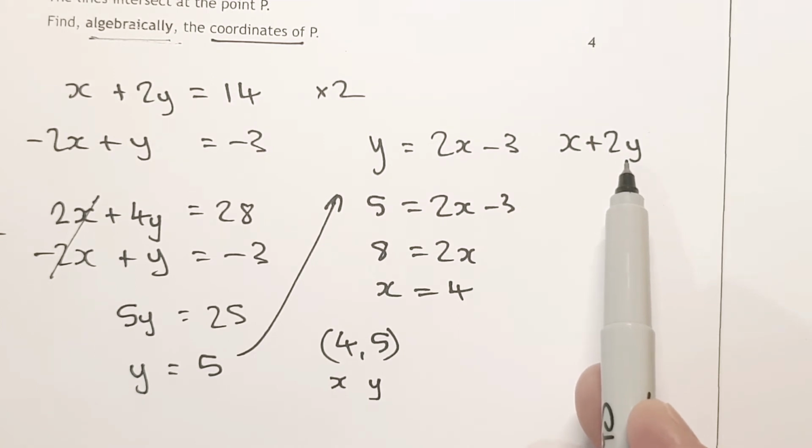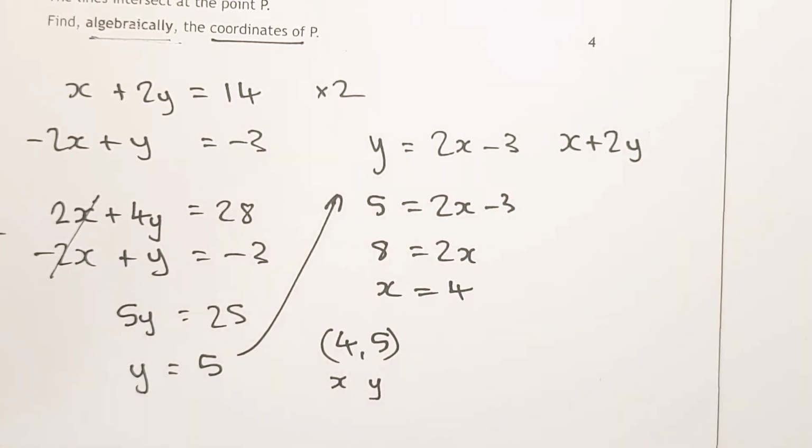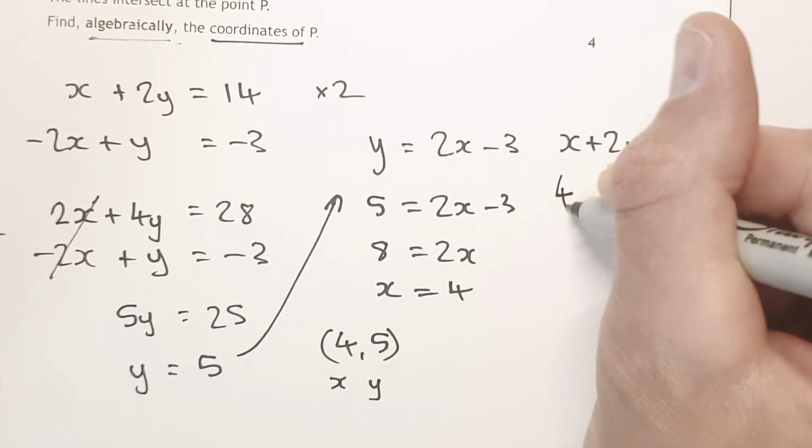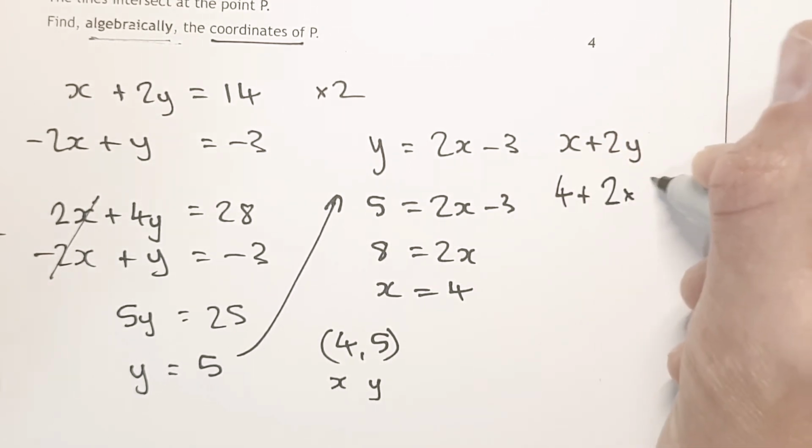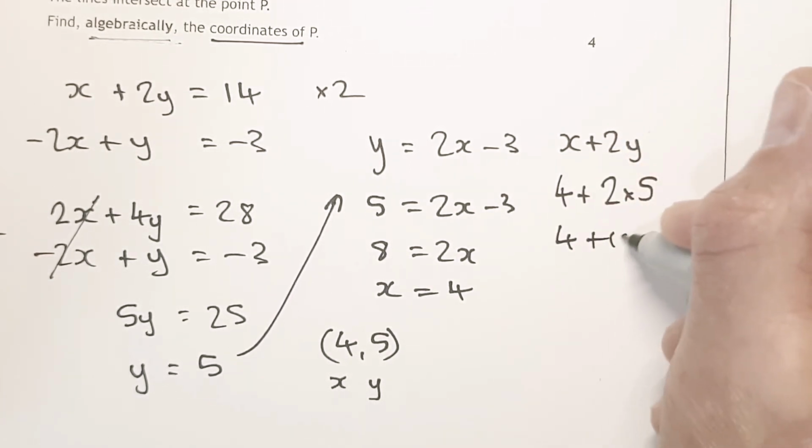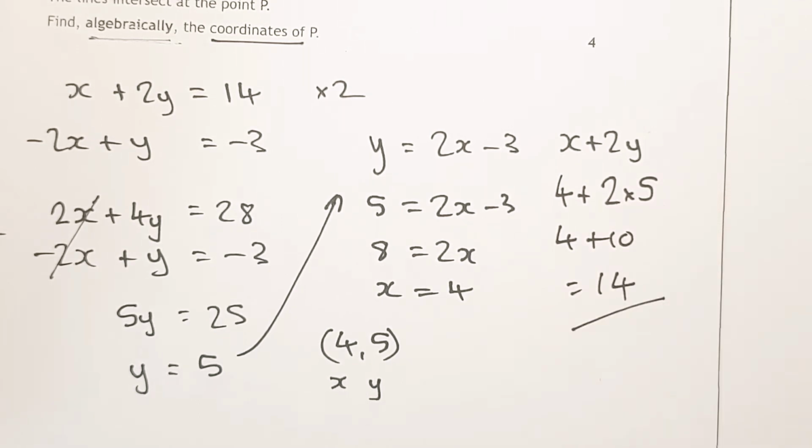And if it does, brilliant. And if not, we'll have to go back and see where we've gone wrong. So if x is 4, plus 2 times y, 2 times 5, so that's going to be 4 plus 10, 14. Happy with that, so I know that my answer has to be correct.